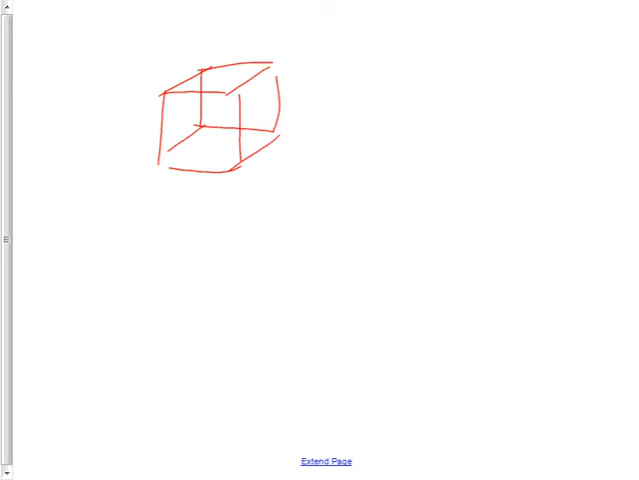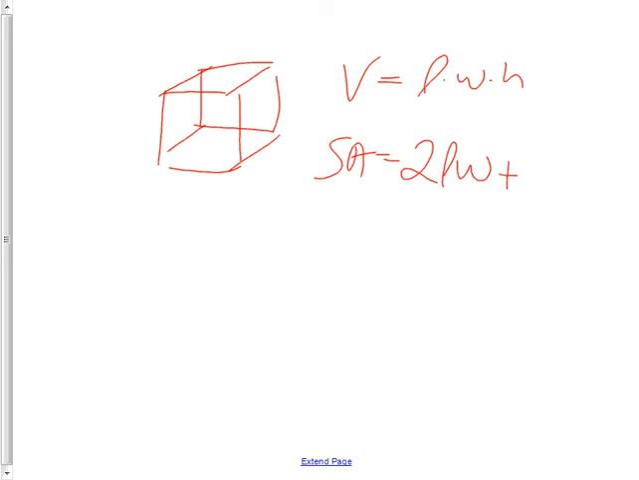Okay, so now, if I wanted to find the volume of this, that's easy. You guys know that one? I'm going to say length, width, height. You could use any 3 variables. Okay, how about the surface area? It's 2 of length, width, plus 2 of, come on, length height, plus 2 of width height.